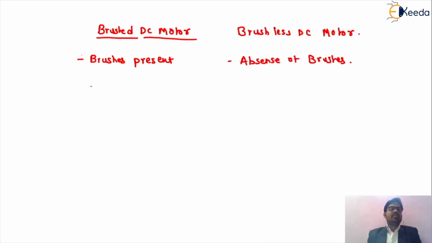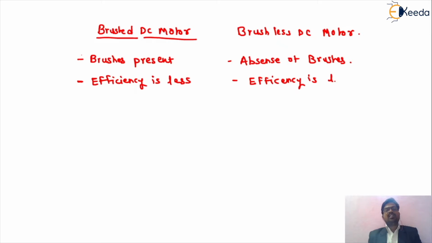The second very important point concerns efficiency. Due to the presence of the brushes, different types of losses are present in the brushed DC motor, and due to that the efficiency of this system is very low. In the brushless DC motor, the efficiency is large because of the absence of brushes.